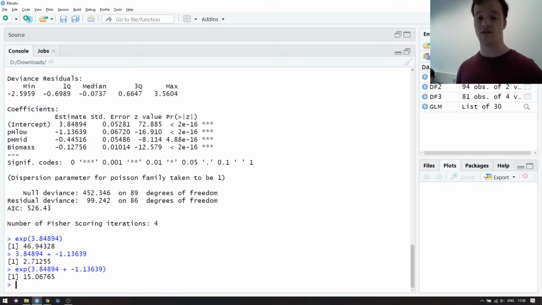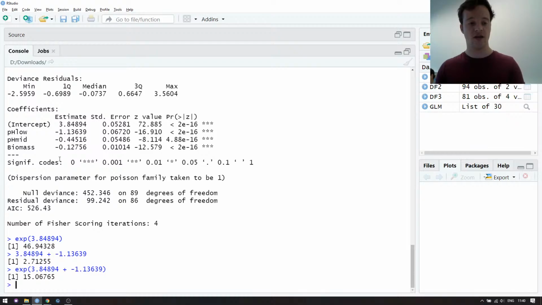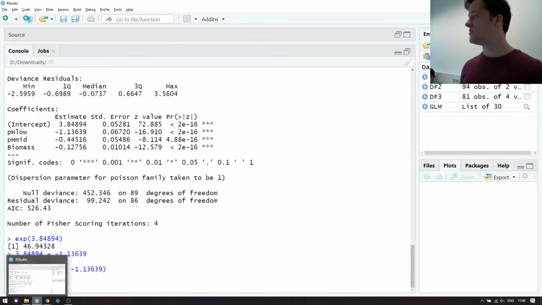It's not always necessary. If you just want to know, is there a significant effect? These p-values will give you the answer. But if your question is, okay, but what then is the expected count for this group and that group? This is how you can do that. Now, then the more tricky one, biomass is a continuous variable. So let's say I have a biomass of 0.5 and my pH is high, which is the reference group.